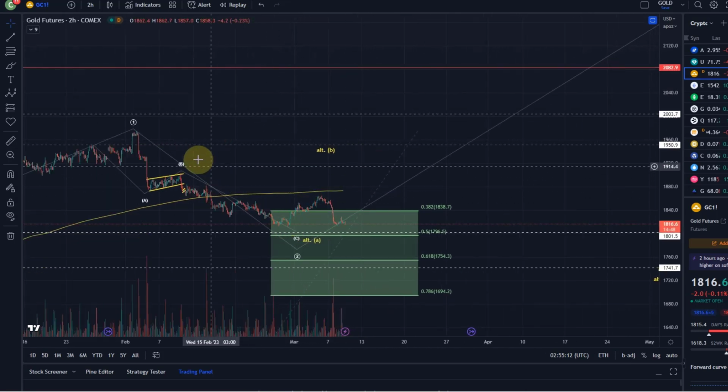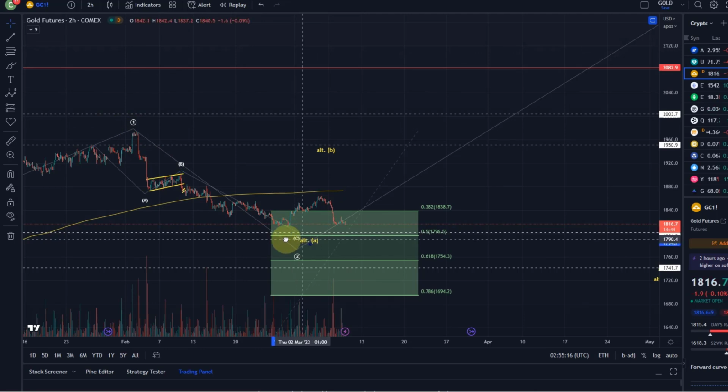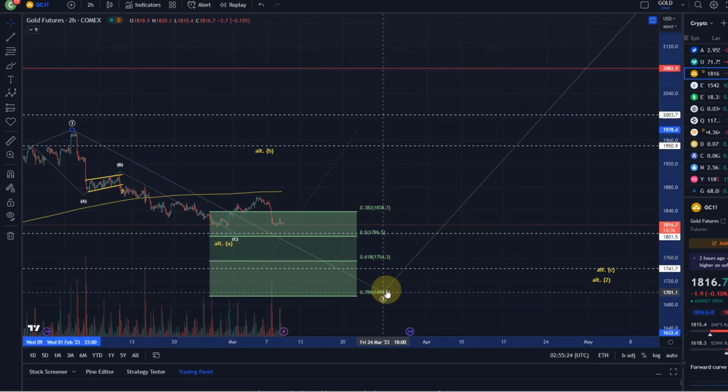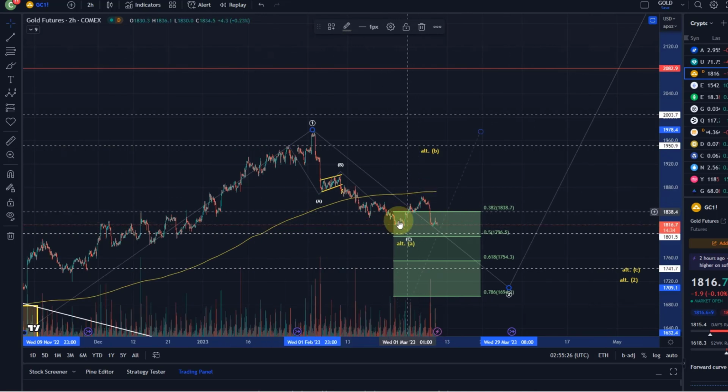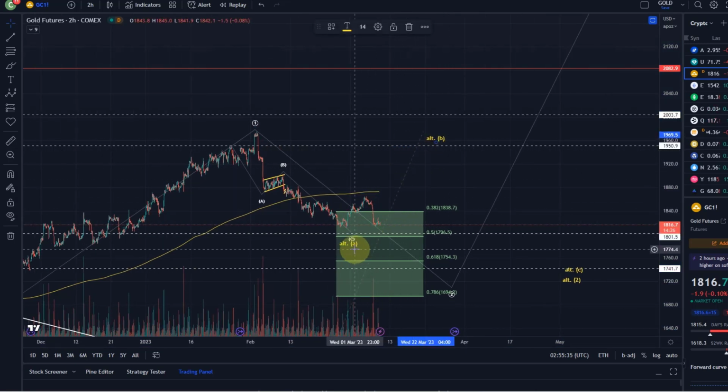Okay, so we have 3 waves down off the high. So the view is that the scenario in which we count this as a larger A wave becomes more likely. Because I can't really argue that this is a 1-2 setup here. It's retraced too much and the move up was too corrective. So we're looking at the larger structure.